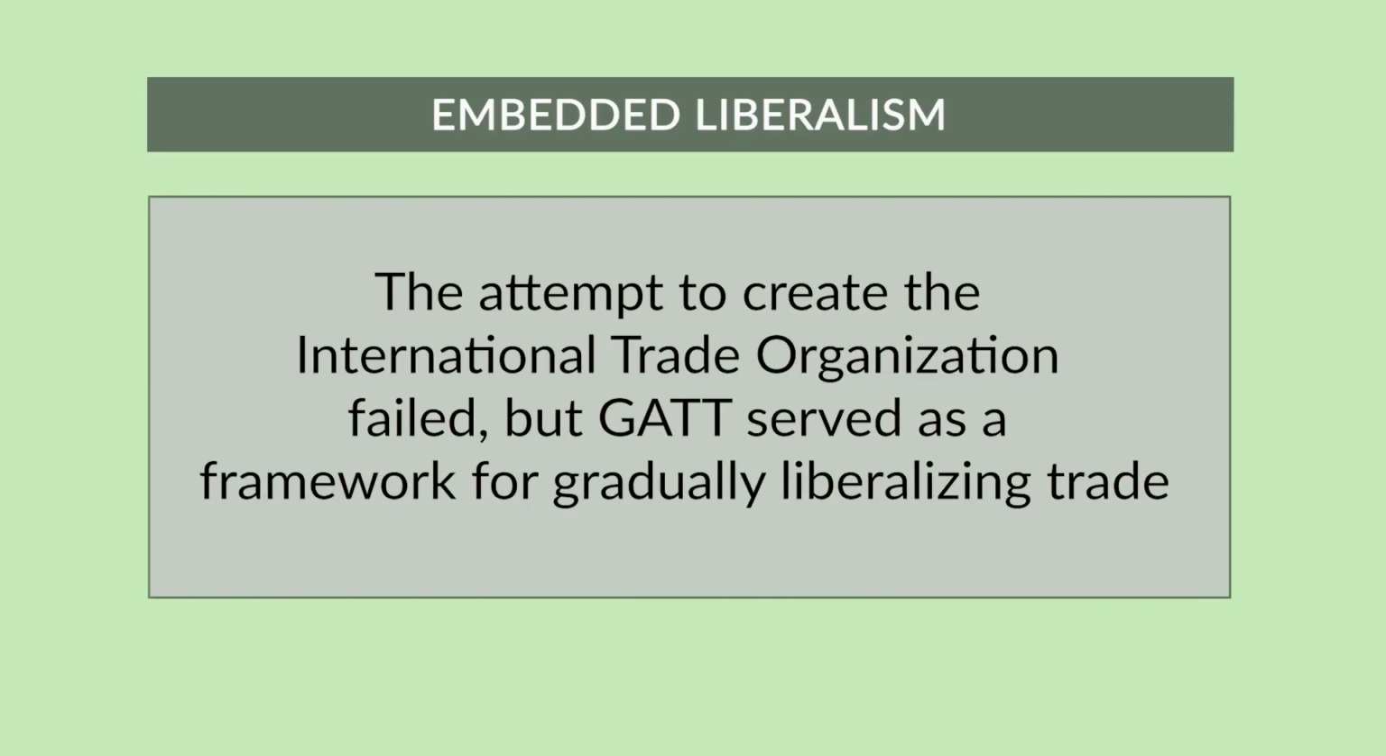The IMF and the World Bank were designed in 1944 to provide for a stable monetary system and fund post-war reconstruction of economies. Additional funding to aid reconstruction was provided by the US in the form of the very popular Marshall Plan. The attempt to create an international trade organization failed, but then GATT was created, which served as a framework for liberalizing trade in the world.